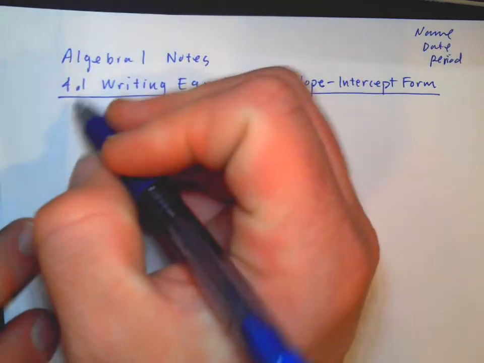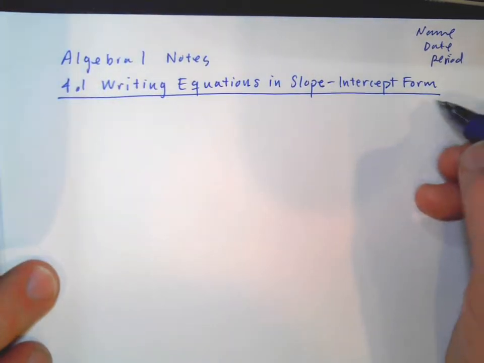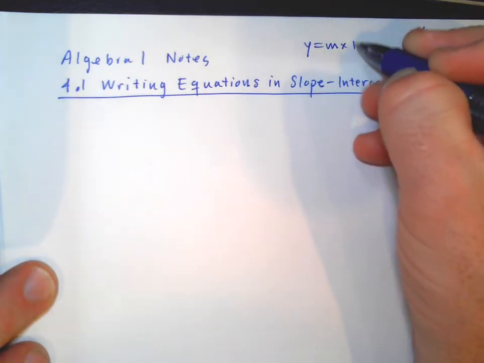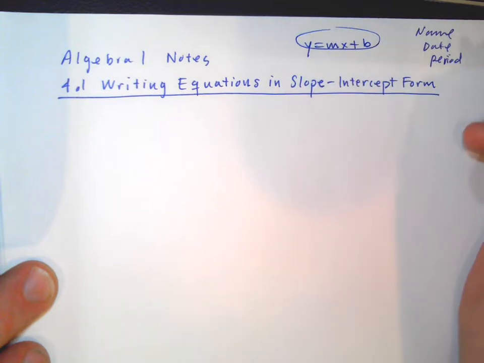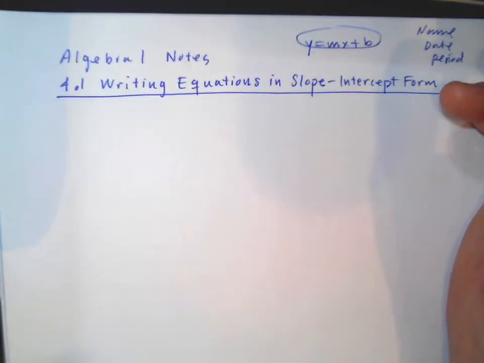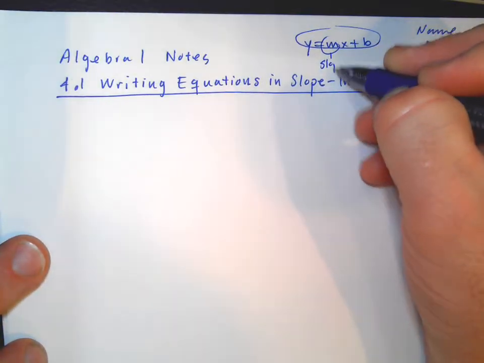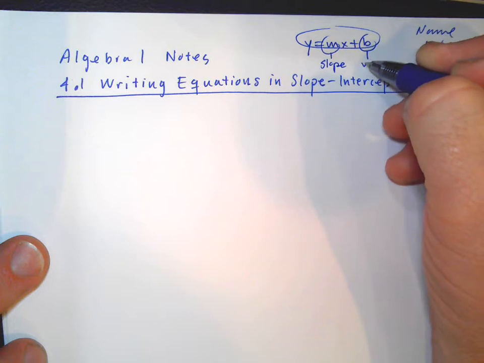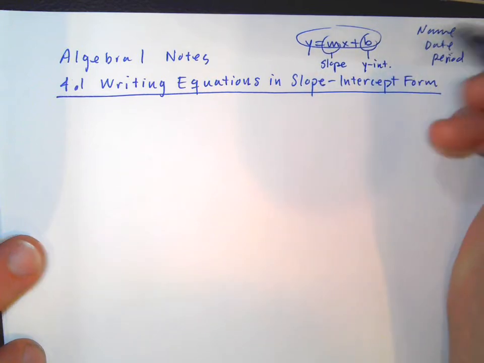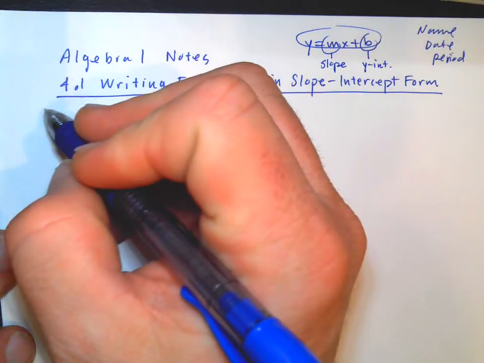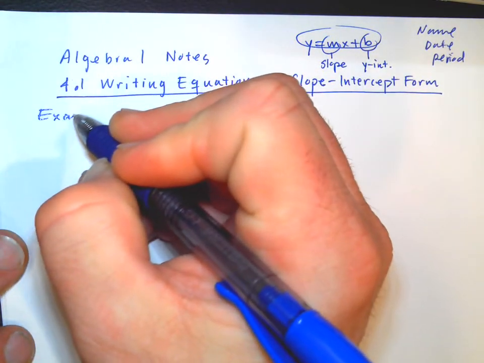Okay, so we've had a lot of experience with this before. Slope-intercept form is y equals mx plus b. And so we've talked about that before as the equation for linear equations. M is the slope and b is the y-intercept. So if you have those two things, you can write the equation of the line. And today that's what we'll be working with. We'll get that information in different ways.